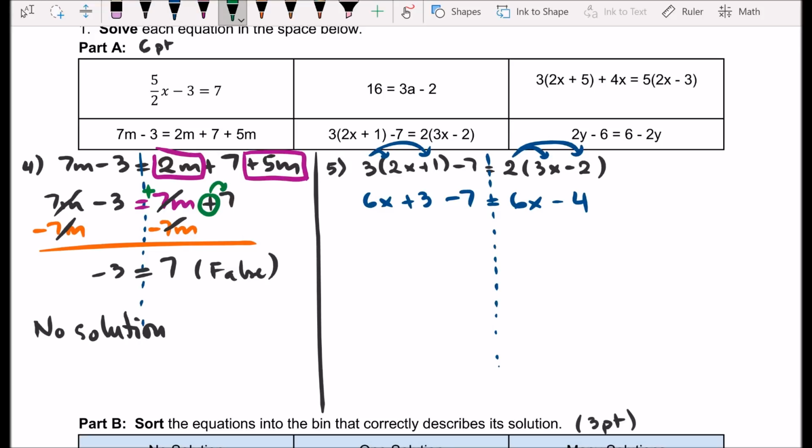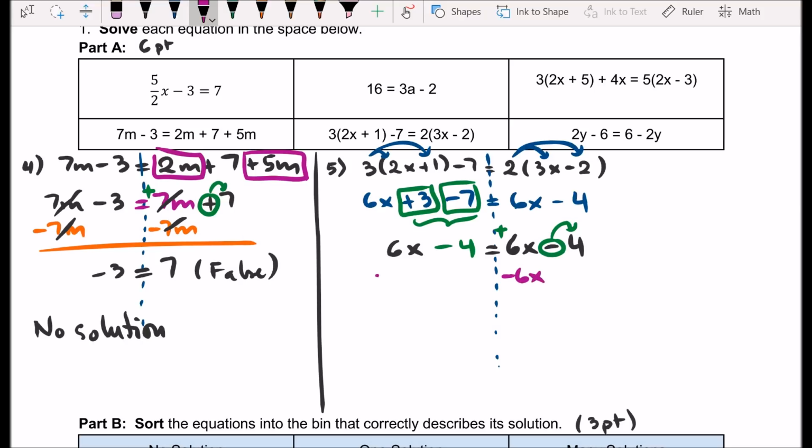We're going to combine like terms on the left side, positive 3 and negative 7. That will give you negative 4. And we bring down 6x. On the right side, we bring down exactly 6x minus 4. Okay, we're going to circle the negative sign. This negative belongs to 4. 6x itself is positive. So we're going to do the opposite operation, subtract 6x on both sides.